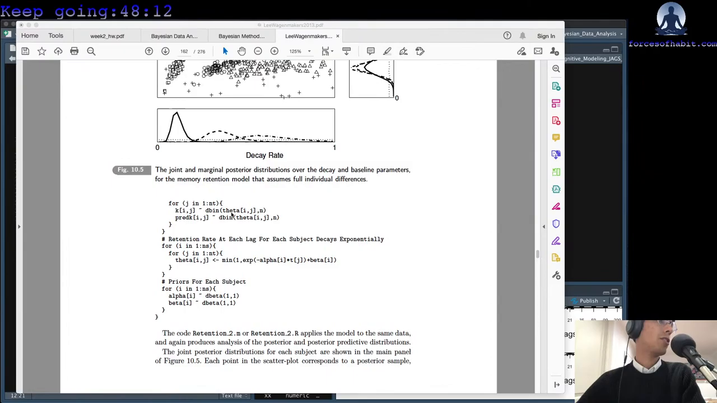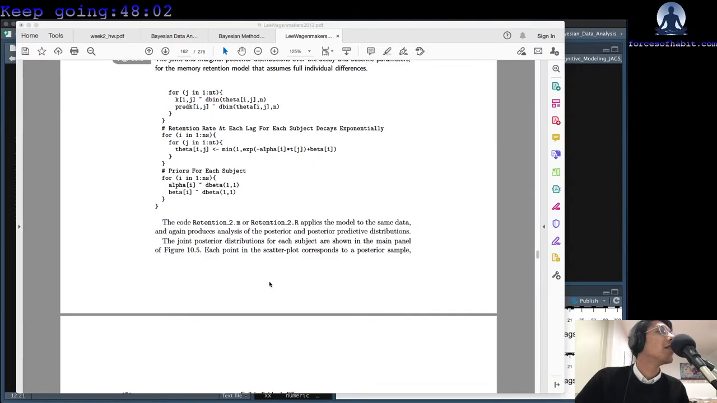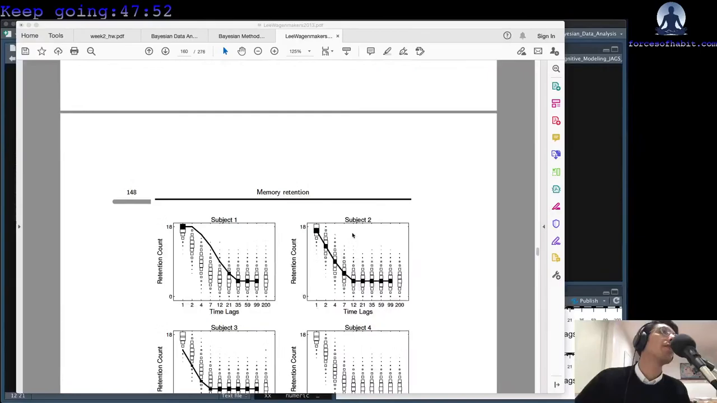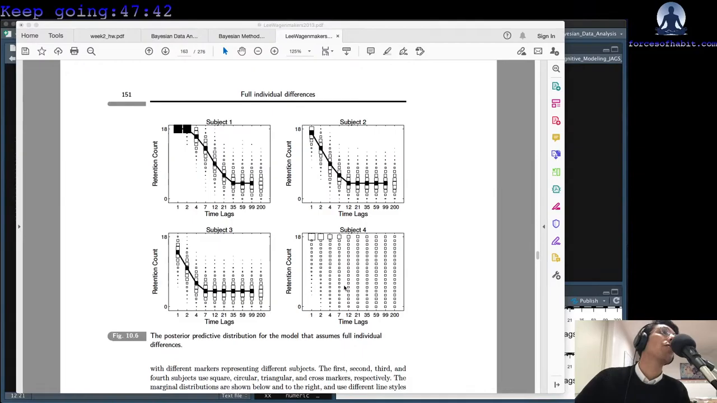And this is what we were just looking at, with the shapes being representative of each given subject. And then this being the predictions for each subject. Now that we're accounting for information at the subject level, notice how diffuse our predictions are for subject 4, whom we didn't have any observations for. However, this is looking much better across subjects.